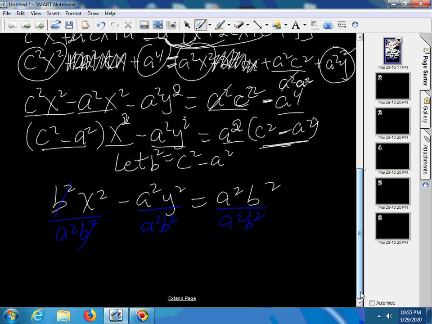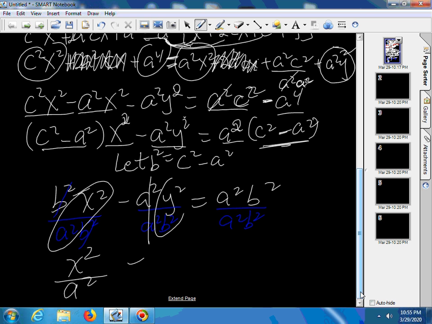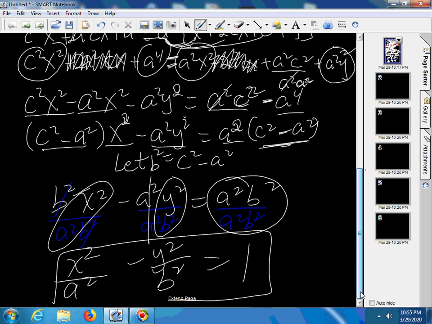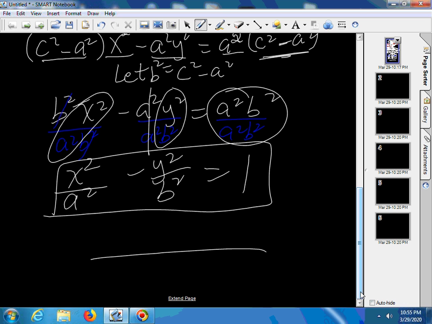That cancels out, and I'm left with x squared over a squared minus, this canceled out, and I'm left with y squared over b squared, and that's 1. That is the general equation of a hyperbola centered at the origin, but the two foci are on the x-axis. And oops, I drew this one wrong. Should go like this.